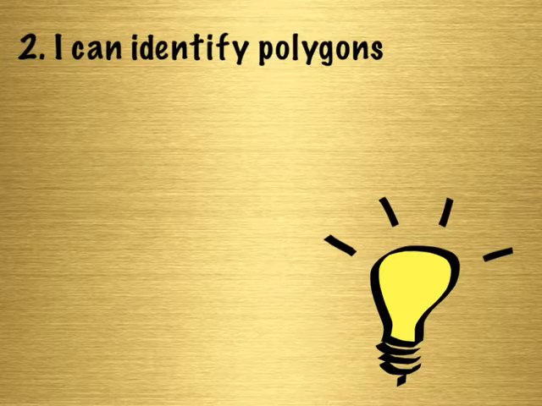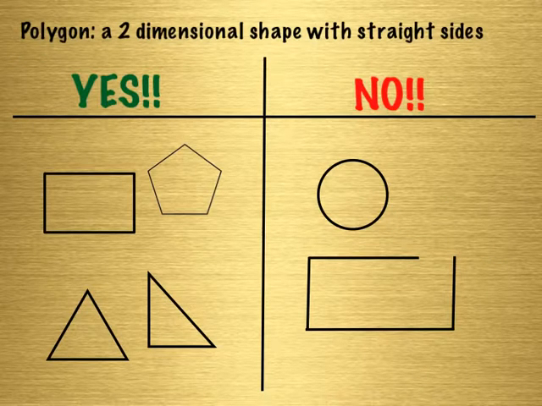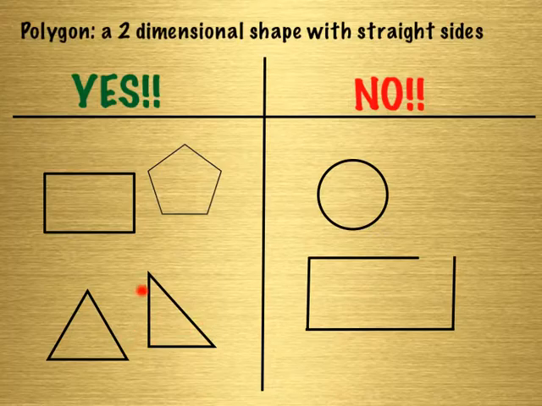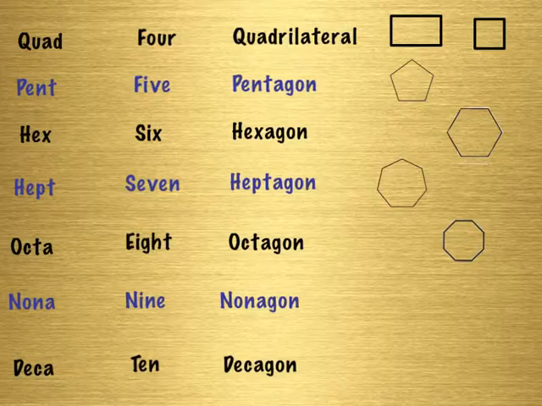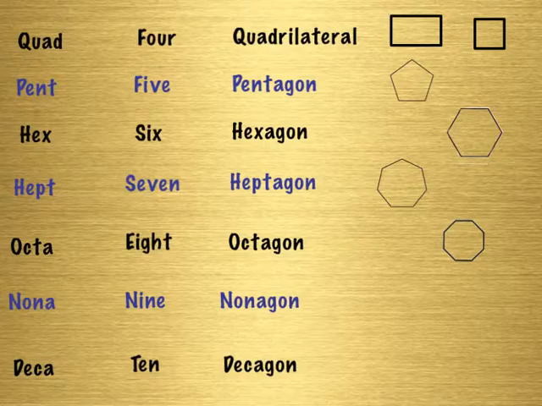Our second goal for today is to identify polygons. So again, just a reminder, a polygon is a 2-dimensional shape with straight sides. These guys are polygons because they all are shapes with straight sides. These ones are not, the circle because it's curved, and this one because it has an opening, which means it's not considered a shape.